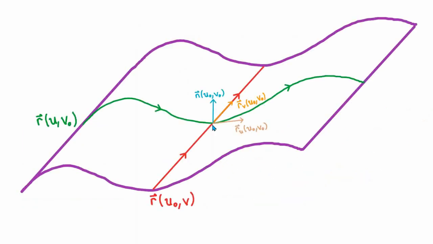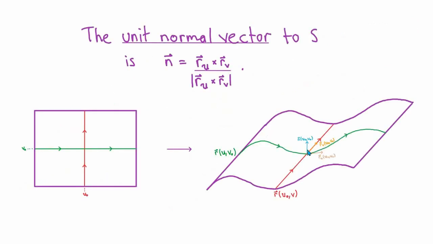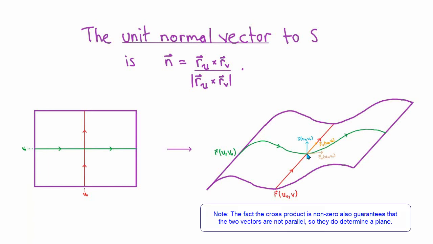Zooming in on this picture, a tangent vector in the direction of the red curve at the point r of u0, v0 is given by taking the partial derivative of r with respect to v and evaluating it at u0, v0. Similarly, a tangent vector pointing in the direction of the green curve at the point r of u0, v0 is given by taking the partial of r with respect to u and evaluating it at u0, v0. The cross product of those two vectors is a vector which is perpendicular to the plane determined by them. In other words, it's what we call a normal vector to the surface at that point.